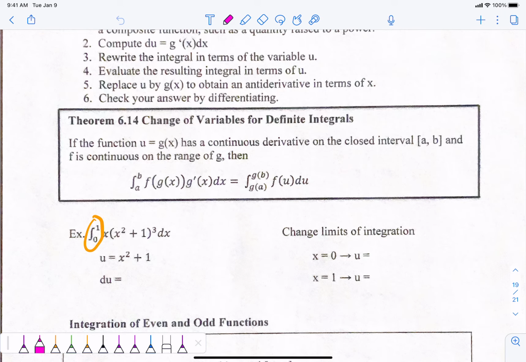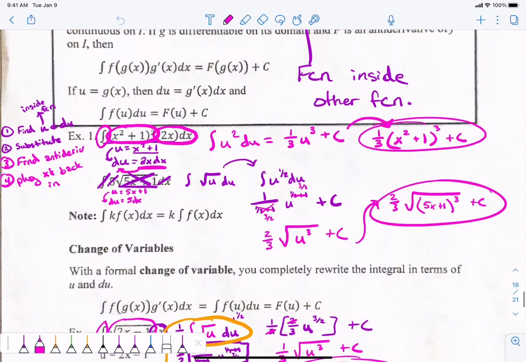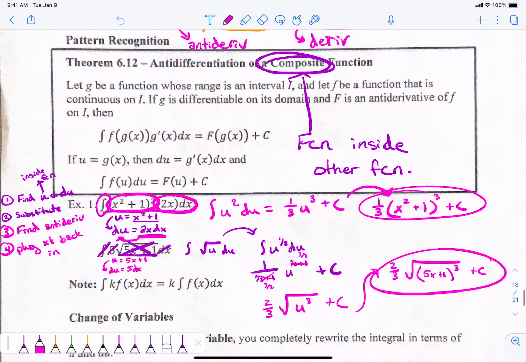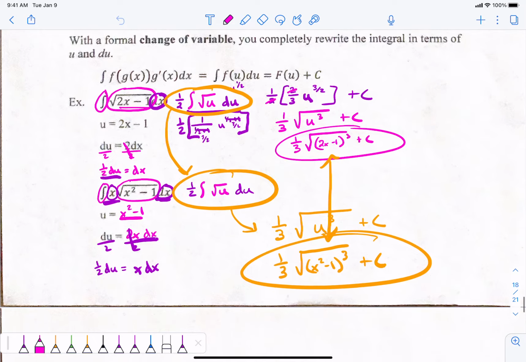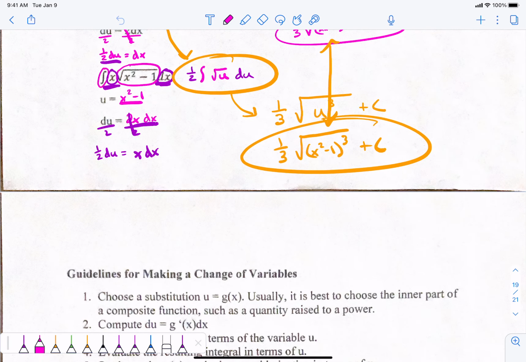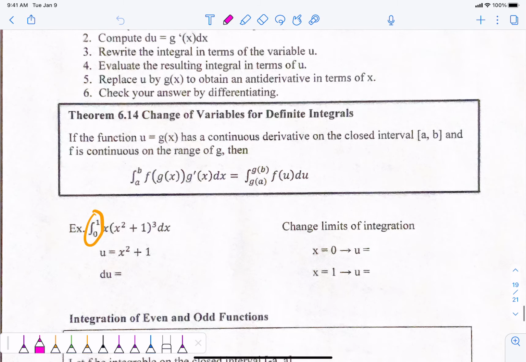All right, people who were gone, this is the second half of the 6-5 notes. It looks like a mess on the front side. The front side was just the indefinite integrals. This back side, we're going to be dealing with a definite integral.